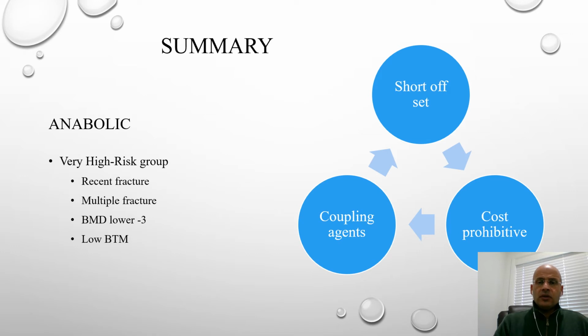Now, all the anabolics have a short offset. They lose their benefit once they stop the drug, both of them, romosozumab and teriparatide. They are cost prohibitive, they are expensive, they're not really cheap drugs, and they are coupling agents. They stimulate the osteoclast as well as the osteoblast, but not to the same degree.